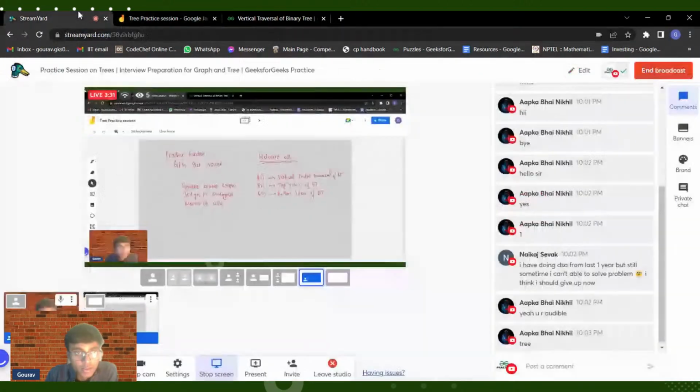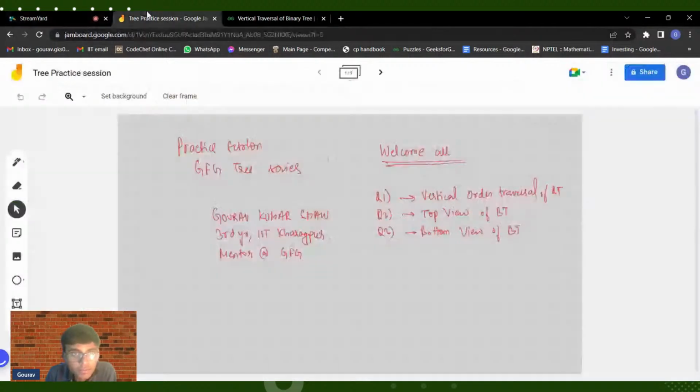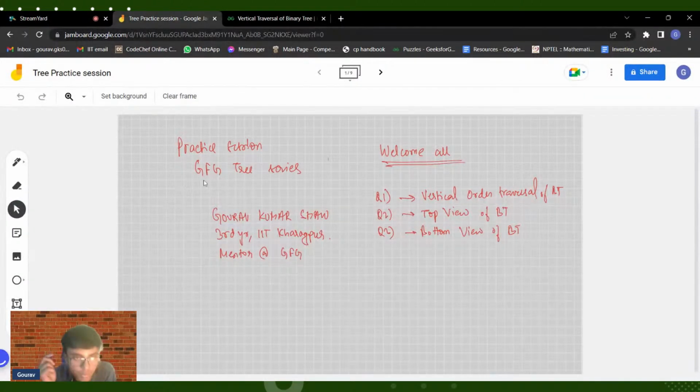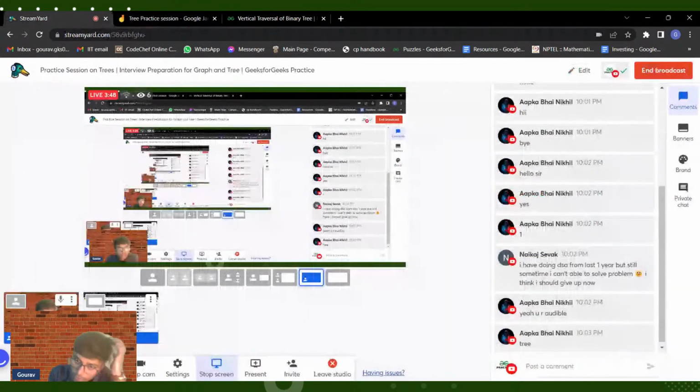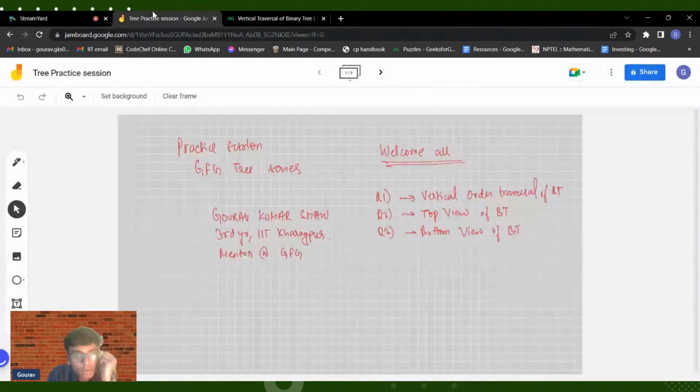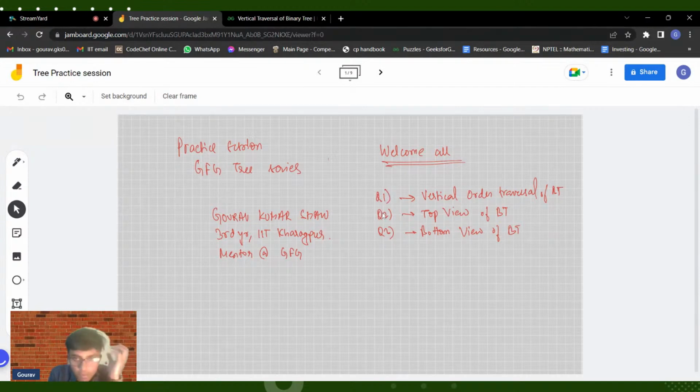Very good evening. I welcome you all to the fifth session, and today will again be a practice session like the last two sessions. In the last session, we did a few of the iterative versions of various traversal techniques of binary tree. In this session, we will be doing a similar kind of question. The first will be the vertical order traversal, and the second and third would be finding the top view and the bottom view. The concepts used for the first question will be utilized to solve the second and the third question as well.